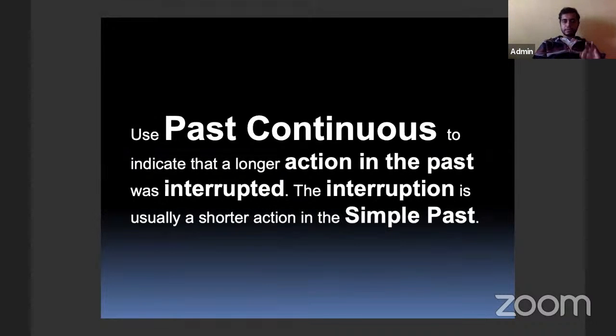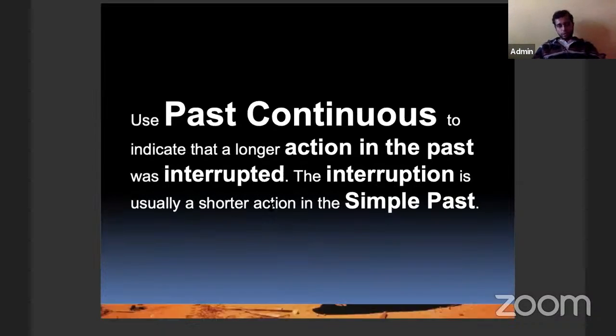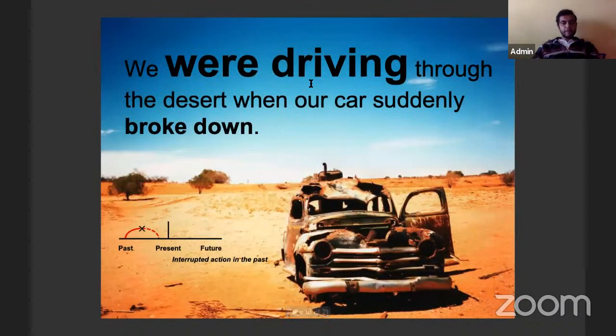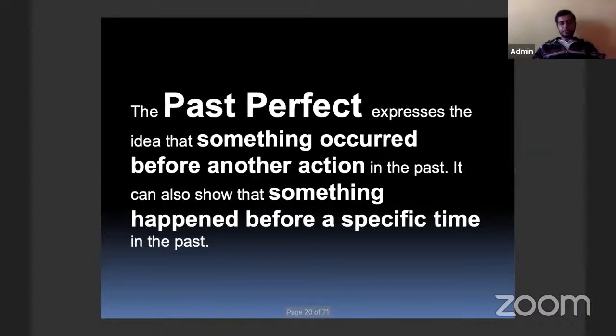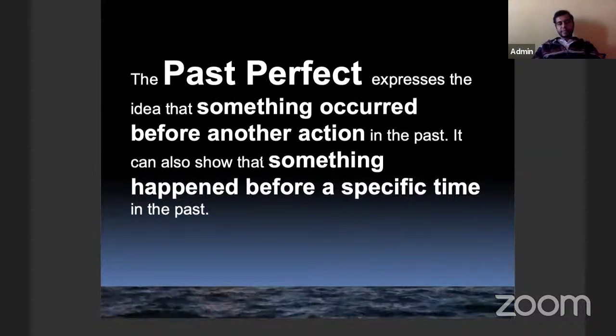Now past continuous, second type. Action continued in the past, longer action in the past, interrupted in the past only. So we were driving through the desert. Were driving, past continuous, and interrupted by other action, breaking down of the car. Okay. Now past perfect. Something happened before something else in the past or before a specific time.